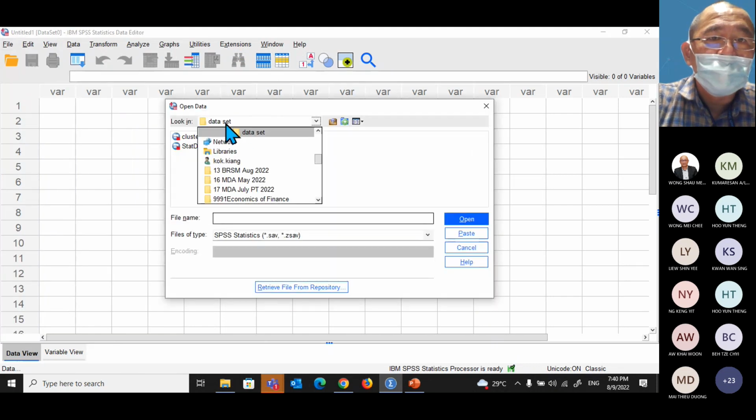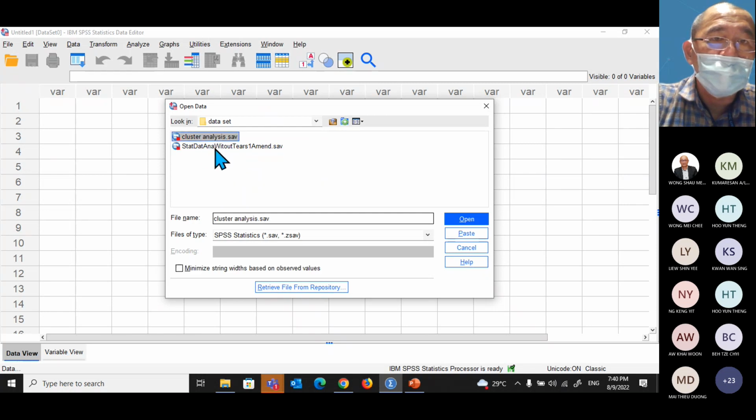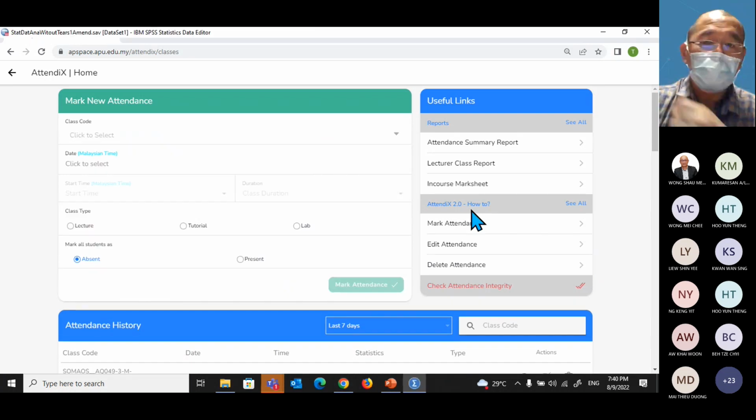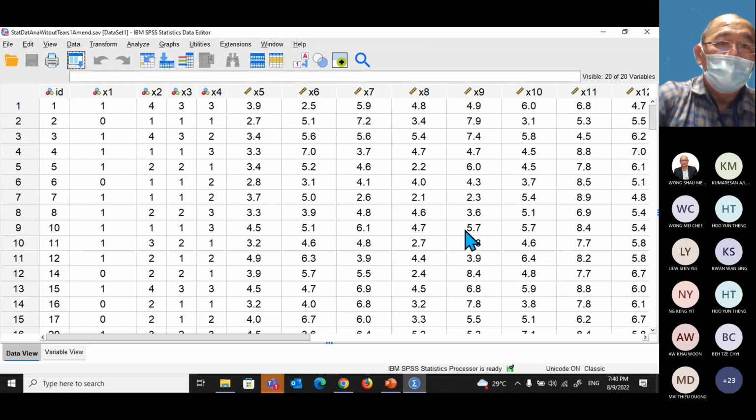I think it should be this one. It's correct. Okay, this one correct. Maybe give it 10 seconds. Make sure you have the data.